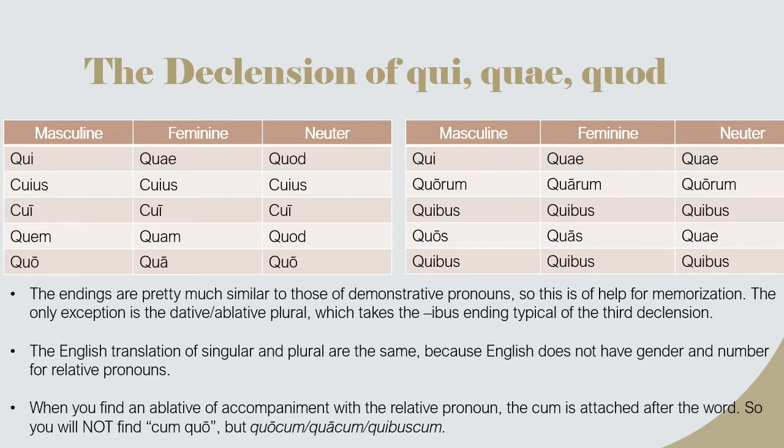So it is very difficult to find the ablative of the relative pronoun alone, and it is usually found with prepositions. And about that, when you find an ablative of accompaniment with the relative pronoun, the preposition cum is attached after the word. So you will not find cum quo, but you will find quocum, quacum, and quibuscum for the plural. This is pretty much similar to the personal pronouns. You do not find, for example, cum vobis to say with you all, but you find vobiscum. So this is something that we have already encountered in the past.